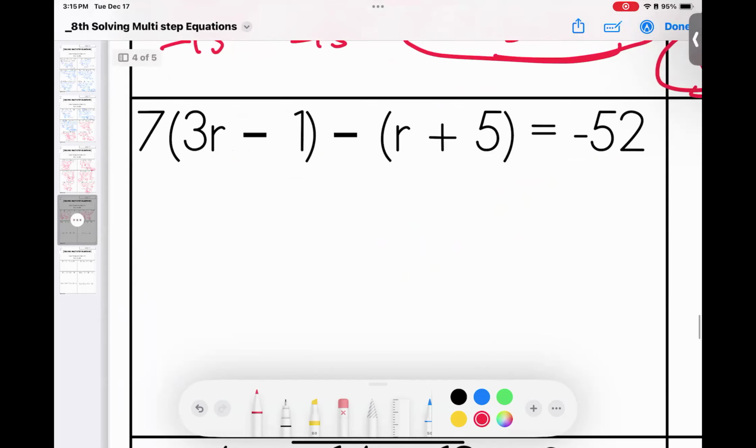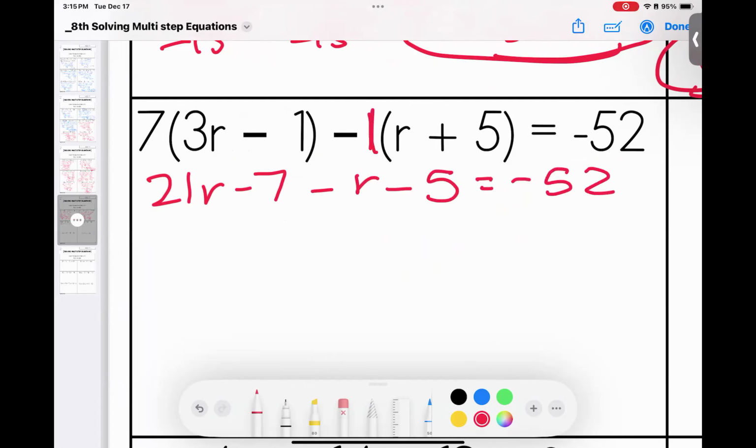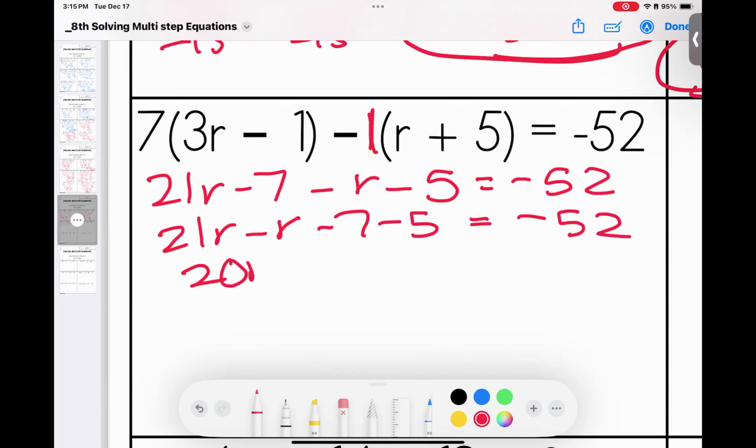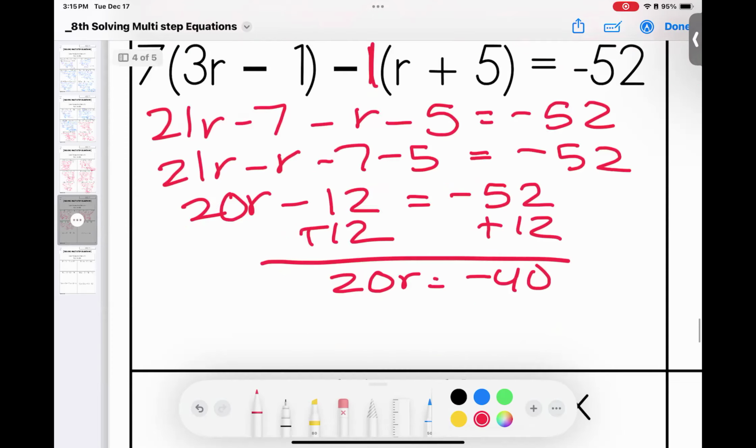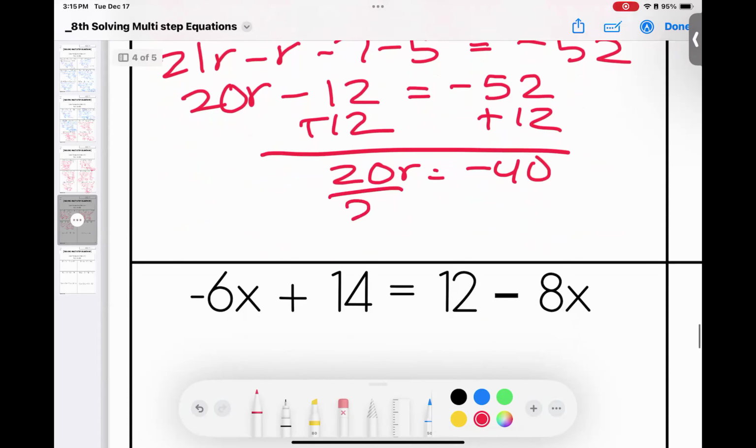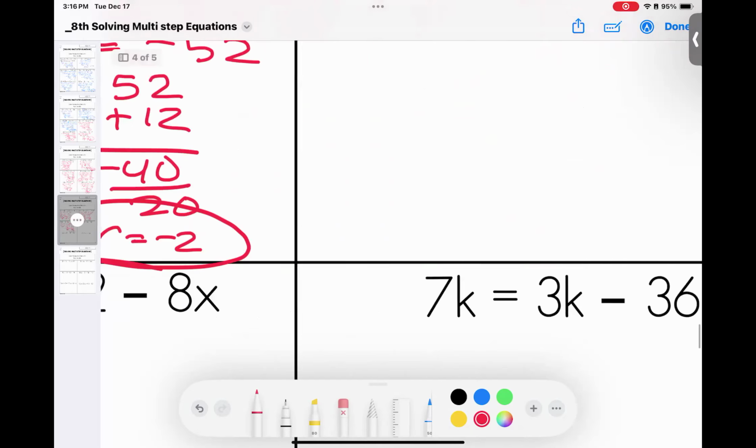Coming down here, we have 21r minus 7 minus r minus 5, treating that like a negative 1. 21r minus 7 minus 5, like and like together. 20r minus 12, adding. 20r equals negative 40. Dividing. r is equal to negative 2. Add it over here.